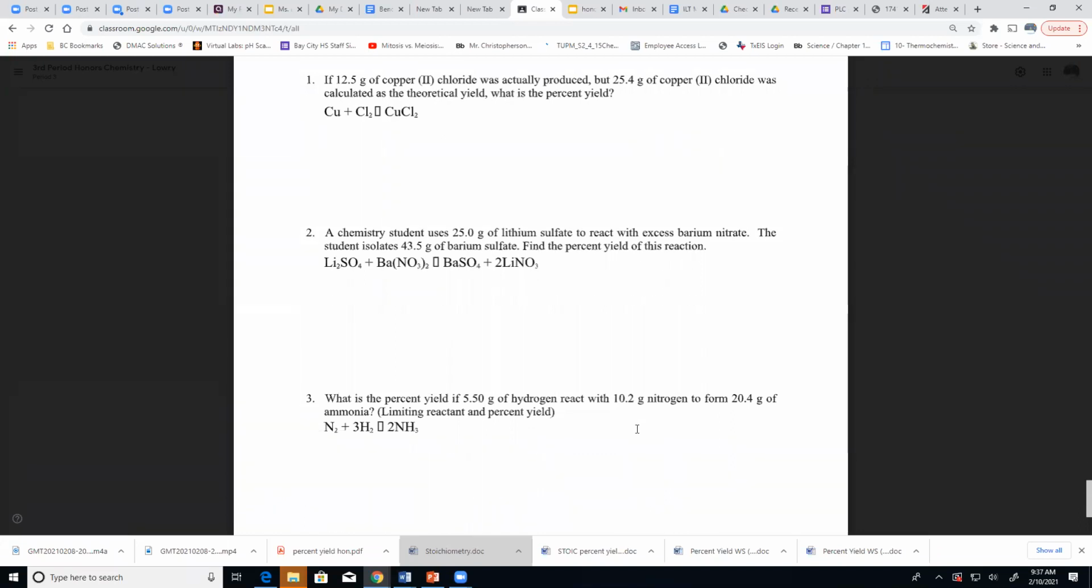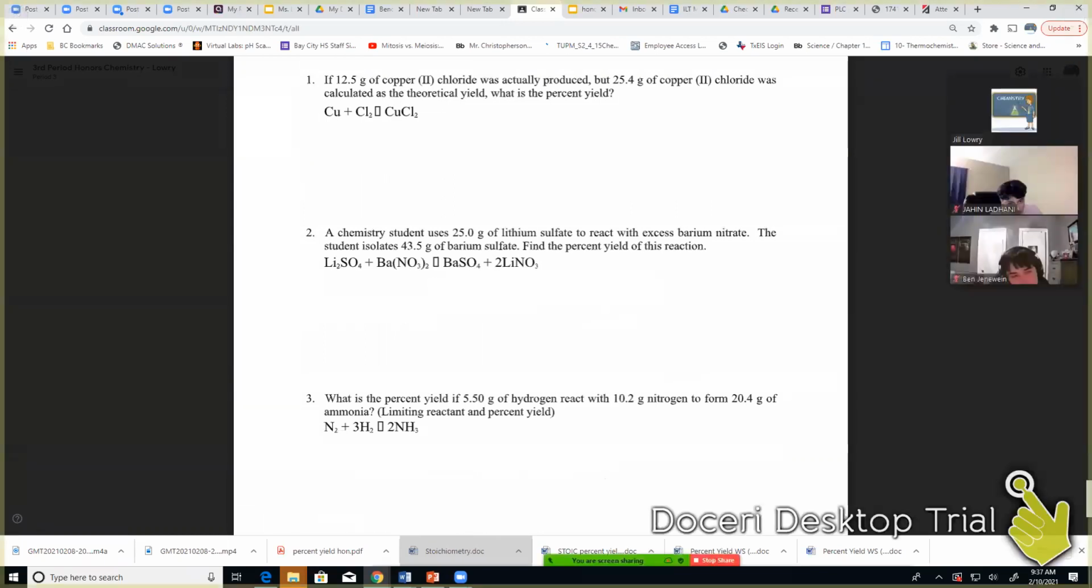This one says, if 12 grams of copper 2 chloride was actually produced, but 25 grams of copper 2 chloride was calculated as the theoretical, what is the percent yield? Do I have to even do any stoichiometry on that one? I'm given my actual, and I'm also given my theoretical. So this one, all I have to do is plug it into the formula.